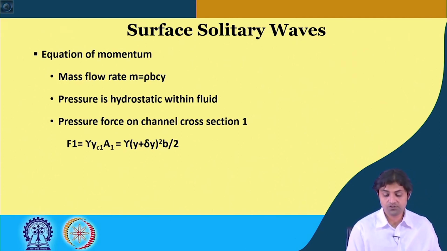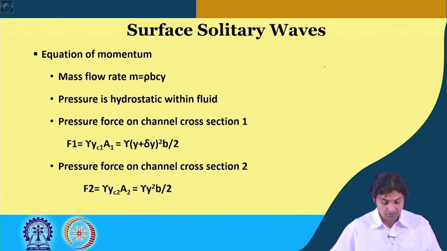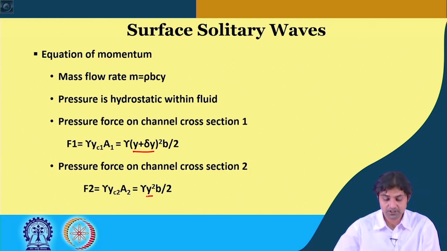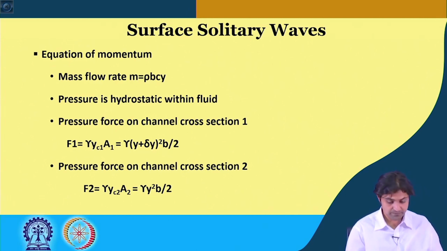Similarly, the force on the channel on cross section 2, which is the right hand side of that control volume, will be simply gamma y square b by 2. On the left hand side the height was y plus delta y, so it is (y plus delta y) whole square, and on the right hand side it was y, so it is y square b by 2.